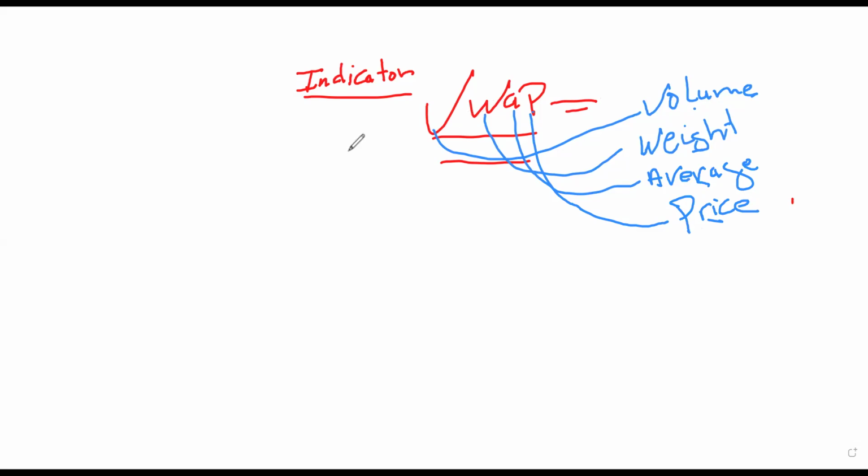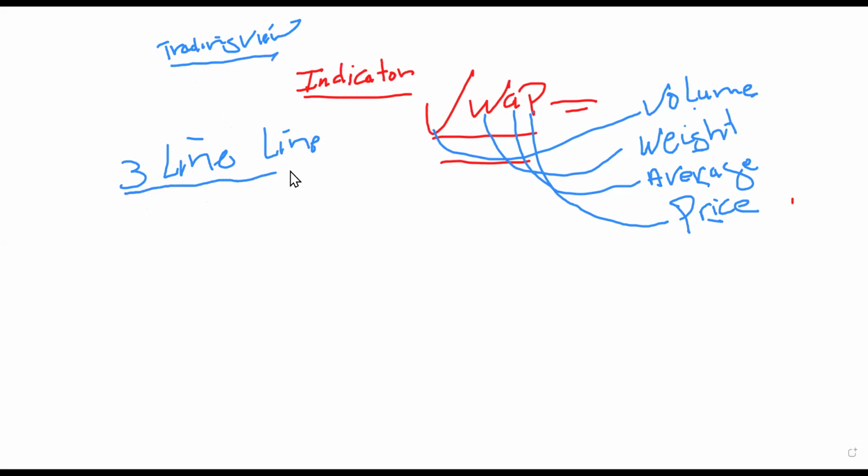Now, VWAP has three lines that you can use, but it depends on which app you use. That's why I've told you to use TradingView, because TradingView is a great app or platform. So when you use VWAP, it has those three lines on it. I'm going to show you these three lines.